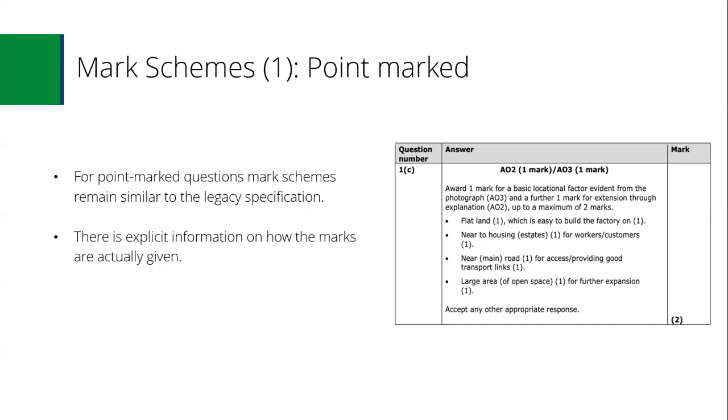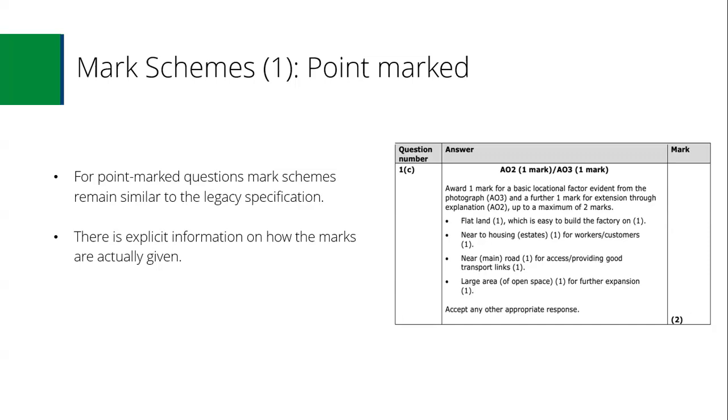So this one is 1 mark for AO2 and 1 mark for AO3. The mark schemes, as mentioned earlier, show the AO balance for the questions at the top. Then it shows how the marks are awarded, and some examples of answers can be given.